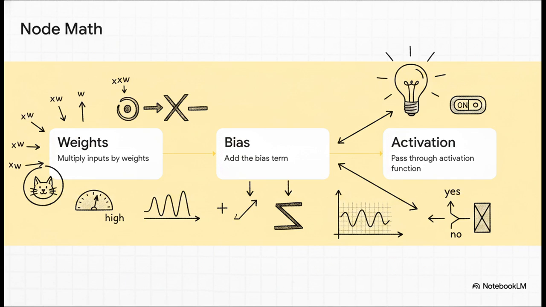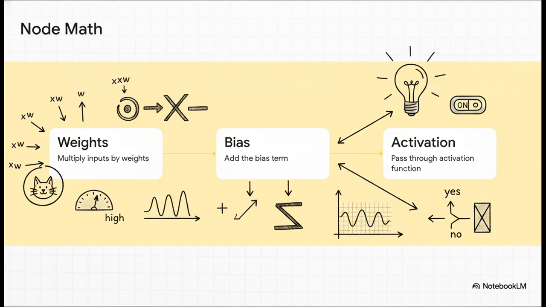Step 2, we add the bias, or B. The bias is basically a baseline threshold that helps shift the result. So we sum up all the weights times the inputs and add that bias. Step 3, we pass that final number through an activation function, labeled as F. The activation function is the ultimate decision maker here. It decides if the node should fire and pass its signal on to the next layer, which introduces the nonlinearity that lets the network learn really complex patterns.